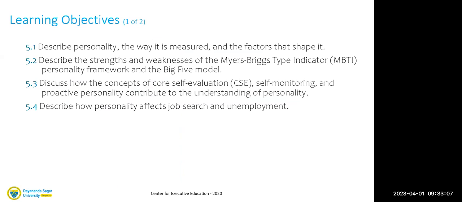So some of the learning objectives are: describe personality, the way it is measured and the factors that shape it, the strengths and weaknesses of the Myers-Briggs Type Indicator, that is the MBTI personality framework, and the Big Five is something that you should know. And we'll also talk about what is core self-evaluation.